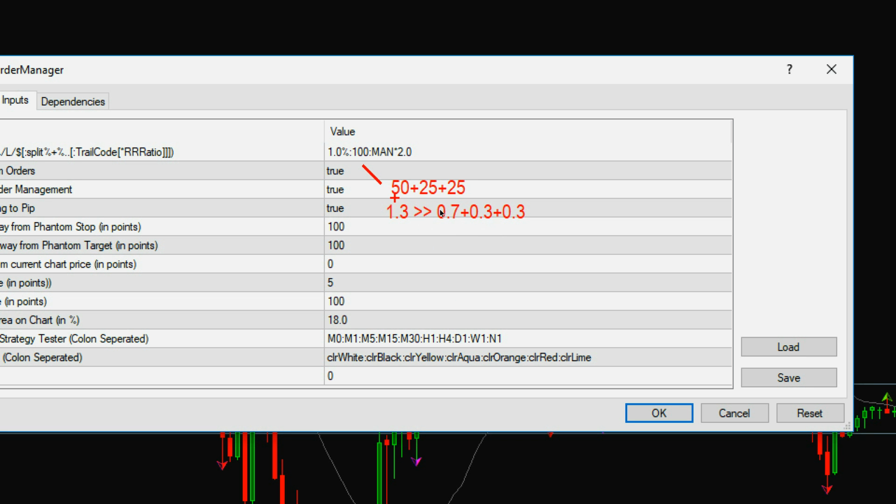The total of this percentage should be equal to 100%. If there is a mistake, if the calculation doesn't add up to 100, it will give you an error message.